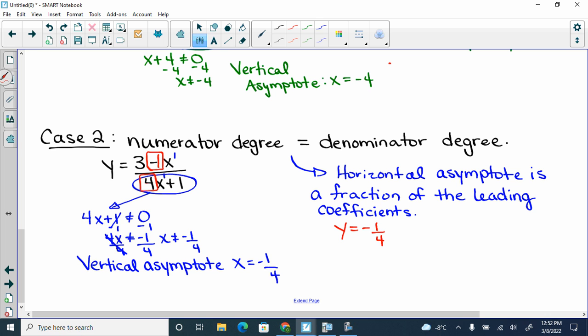Did those have to be the same number? No, I just randomly made them the same number by accident. Kind of worked out. But they don't have to be. Okay? So case 1, numerator is smaller degree than denominator. Case 2, numerator is the same degree as denominator, so your horizontal asymptote is a fraction of the leading coefficients. Has my vertical asymptote, the way I found that, changed? Nope. Okay?